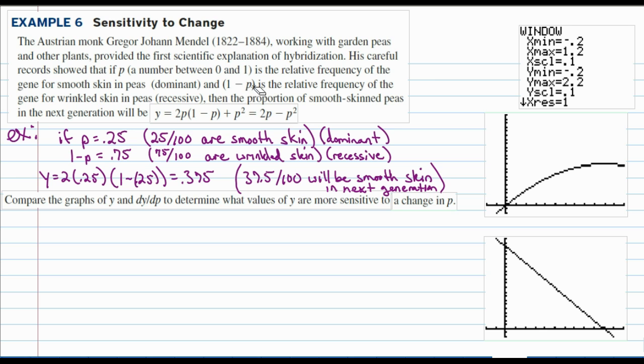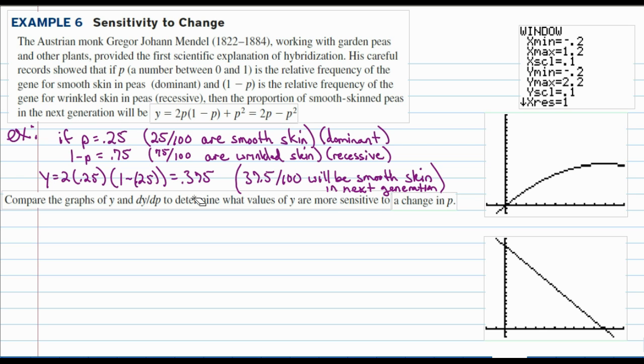And then 1 minus p, the relative frequency for wrinkled skin peas, would be 0.75, or 75%. 75 out of 100 would be wrinkled. Now those are recessive. Then the proportion of the smooth skin peas in the next generation will be determined according to this formula, says Mendel. So I plugged in my 0.25 and my 0.75. And as you may have predicted, the dominant gene becomes stronger in the next generation, going from 0.25 to 0.375.